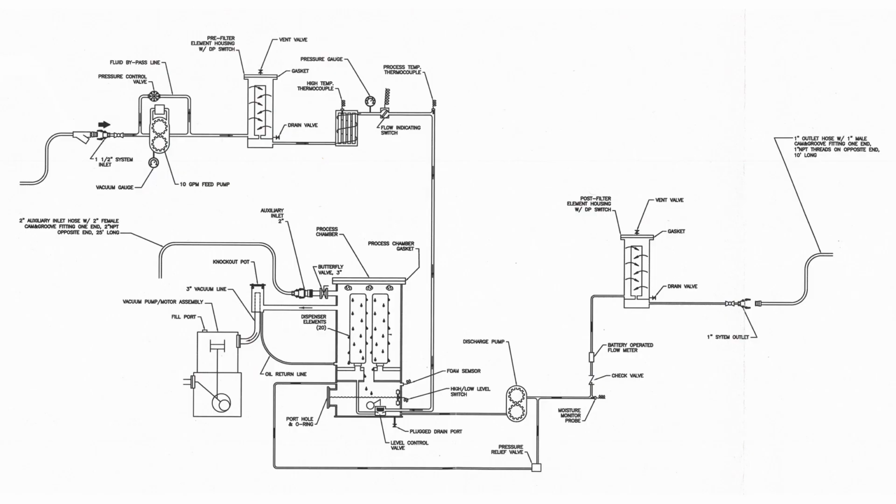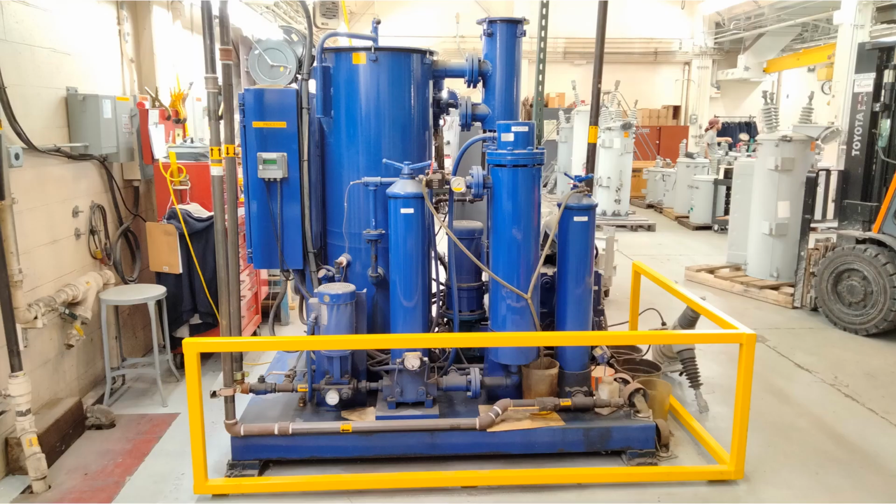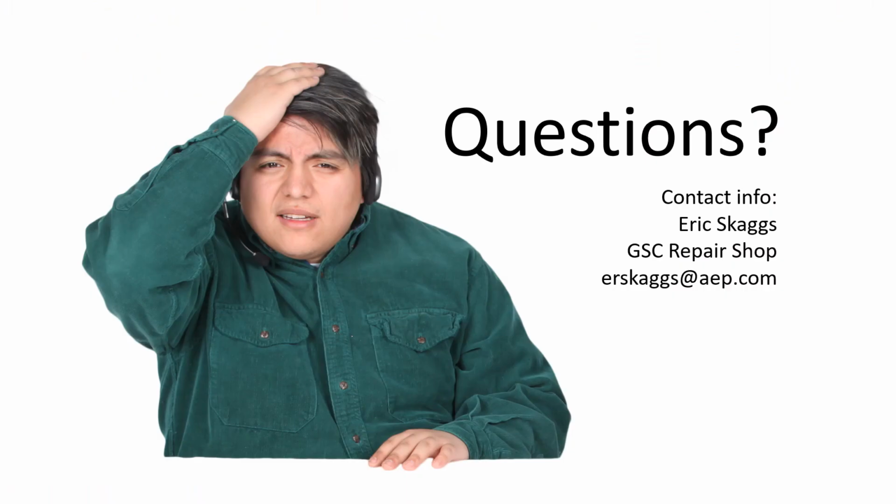Now we've been through the entire diagram. If you ever want to refer to it, it can be found in the manual that is kept with the machine. Knowing the components of the Blue Goose should greatly help you understand how to properly run the machine. If you have any questions, you can refer to the manual or email me at erskaggs@aep.com.